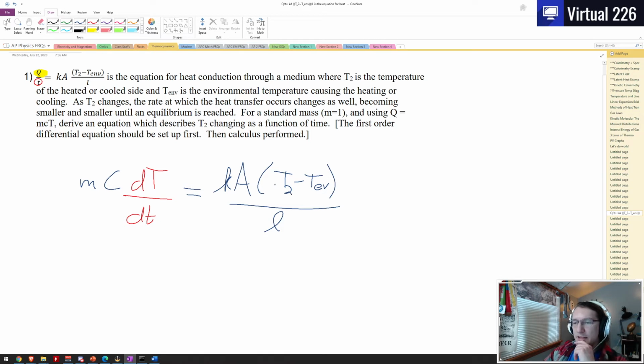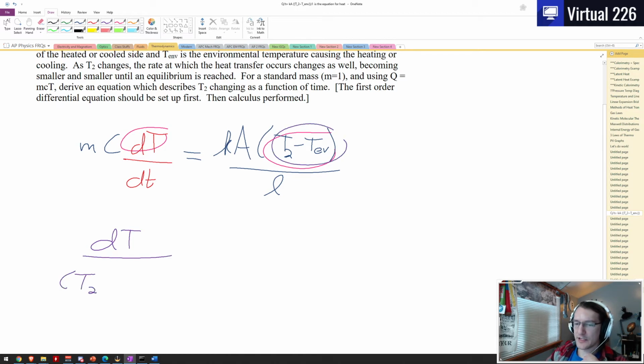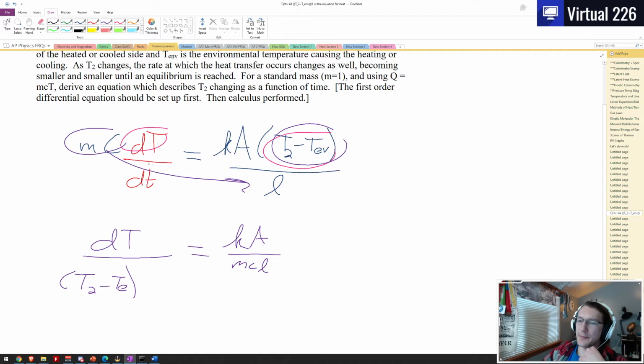So this is our setup here, and now it's just a matter of solving things out. We need to bounce items around so that the temperatures stay together and everything else goes to the other side. In doing this, we're going to get dT divided by T2 minus T environmental equals KA over MCL, because I brought the MC underneath, and then I'm bringing this dt up top, so we get a dt over here.